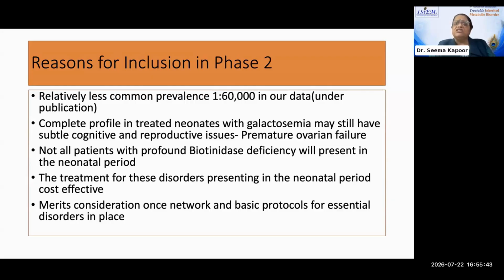Also, in treated patients with galactosemia, many females who grow up develop premature ovarian failure at about 40 to 45 years of life. And once all our things are in place, the core disorders, the treatment of these disorders is hardly anything. We can add this 5-disorder bundle.